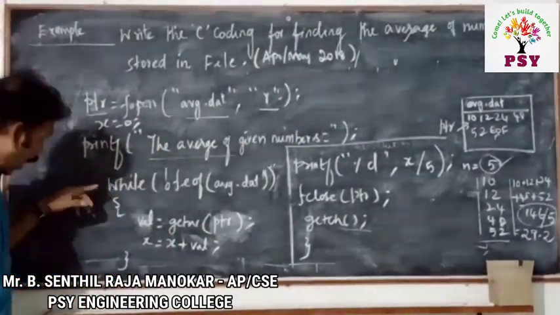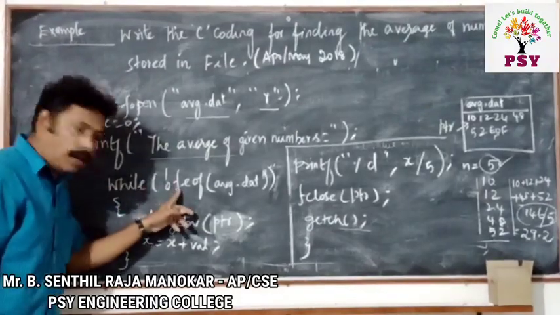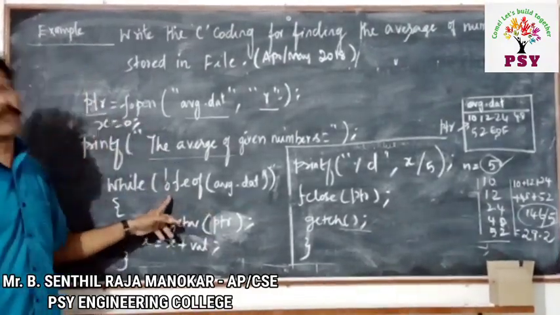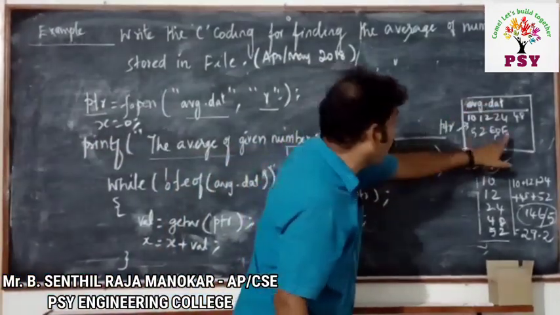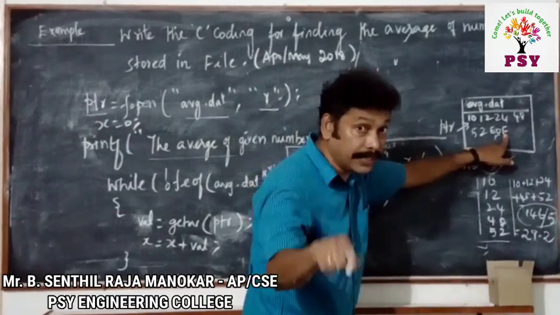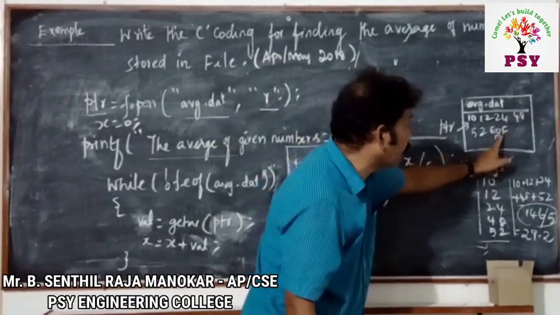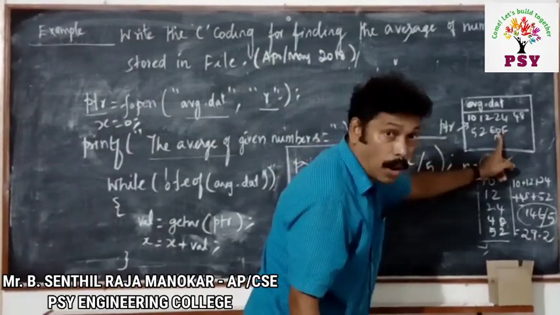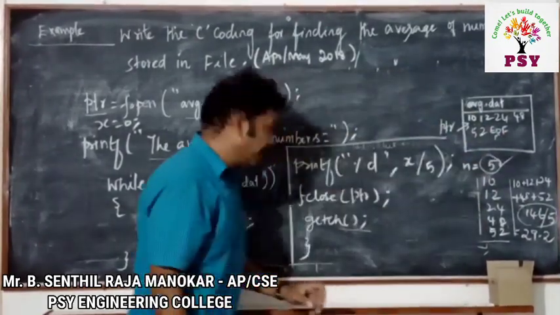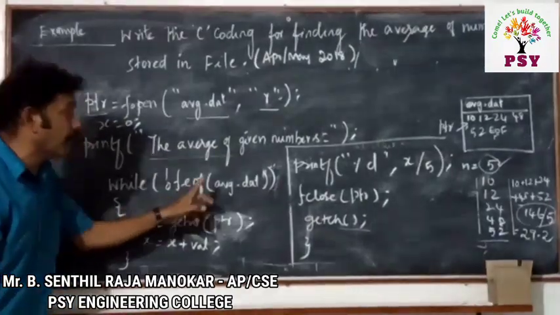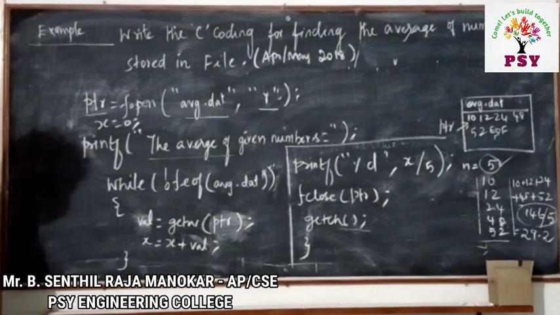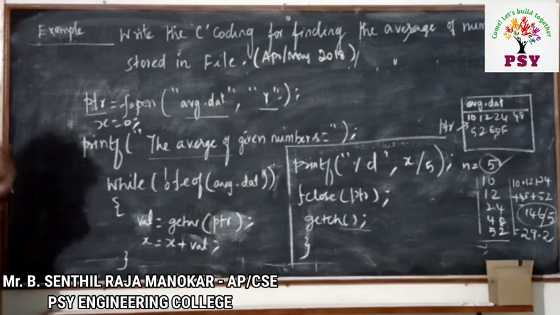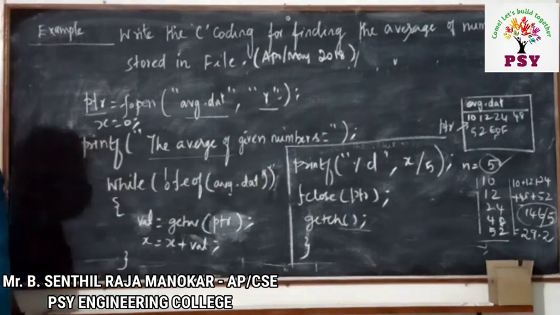Then next one, while the end of file is not equal to. That is the most important. That means once you store the final value, if you press Control Z or Control D, automatically end of file will be there. So that is the last one. So we have to take the first value. If that value is not end of file, through the input of this file.